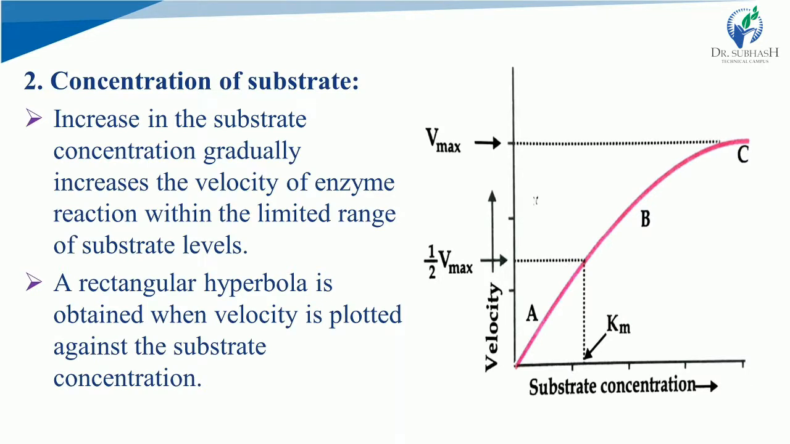So now what is this? In this it is shown that when you increase the substrate concentration, the velocity will also increase, but it will be in a limited range, right? And that's why you get a rectangular hyperbola type of plot. You can see the phases A, B and C. And the one new thing in this graph is this Km. So let us see what Km is.